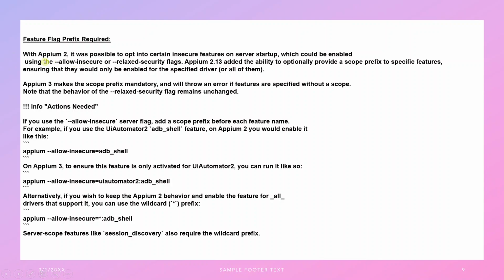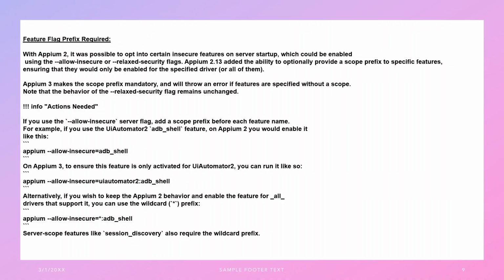With Appium 2, it is possible to opt into certain insecure features on server startup, which could be enabled using an argument called double hyphen allow-insecure or relax-security flag. Suppose I want to enable some insecure features, we will use the allow-insecure argument and we need to mention which feature we need to enable. So we used to use these allow-insecure or relax-security flags.